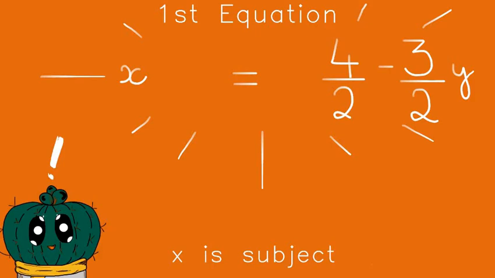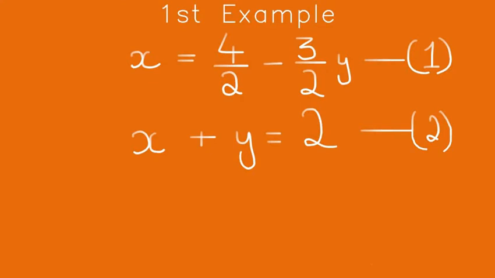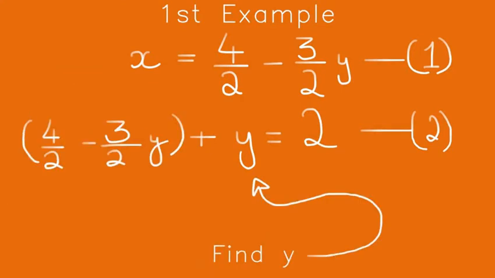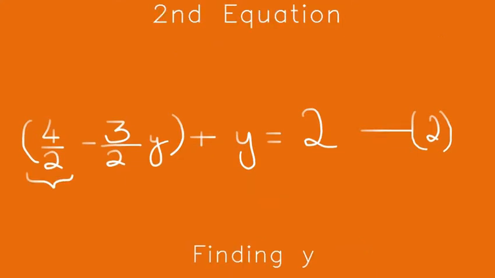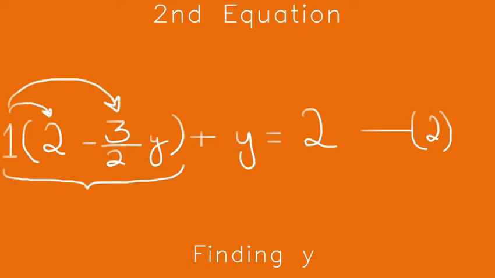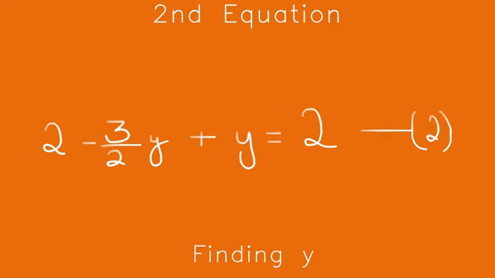Now we are in a position to substitute the value of x, which is written in terms of y, into the second equation. So let's bring out our second equation and put the values into it. Now we want to find y, so we simplify the entire equation. 4 divided by 2 gives us 2. Then 2 negative 3 by 2y is enclosed in brackets, which we can get rid of because it is just being multiplied by 1, so we get 2 negative 3 by 2y again.